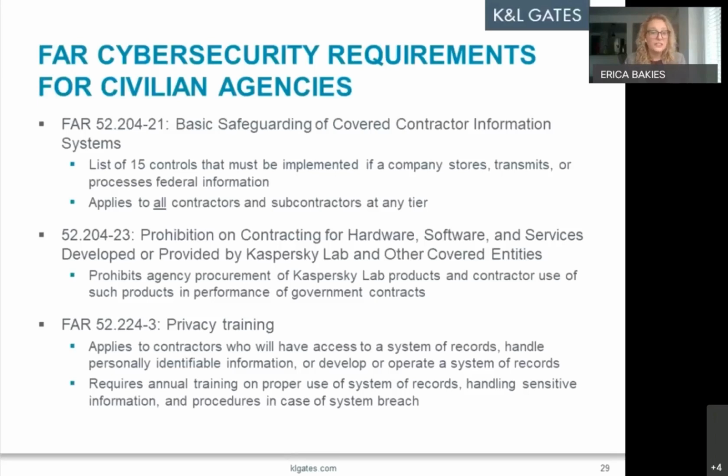So you could be the 5th subcontractor down, and you are still going to see this in your contract if the upstream subcontractors are doing their job correctly and limiting their risk. So what are these 15 controls? They're pretty much things you probably already have in place.